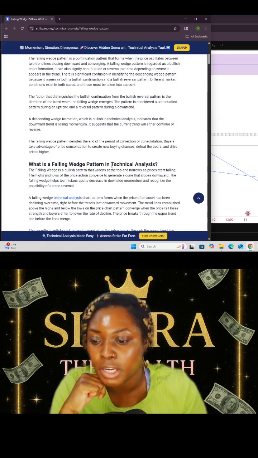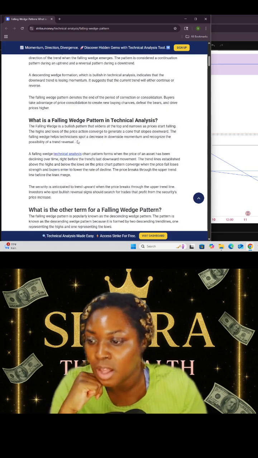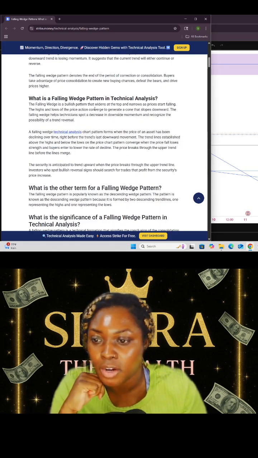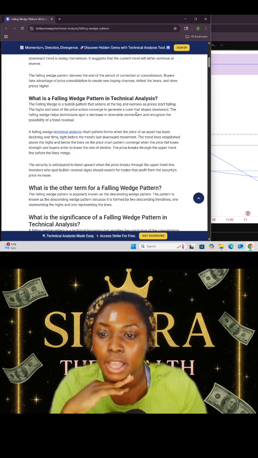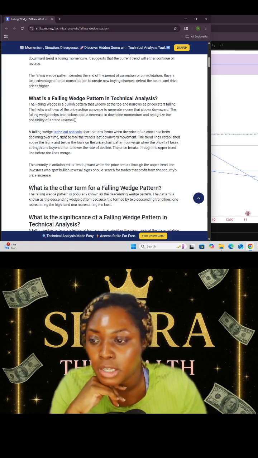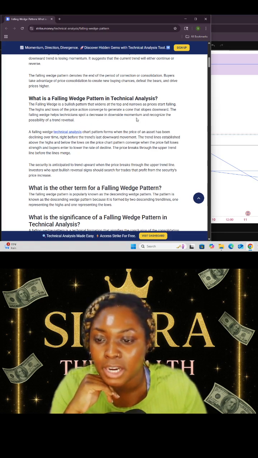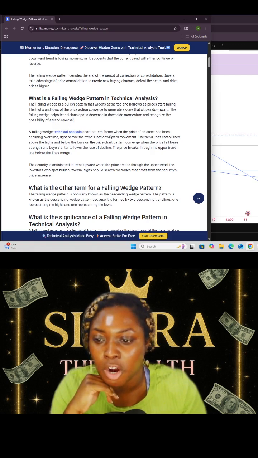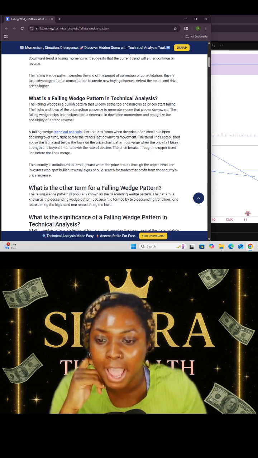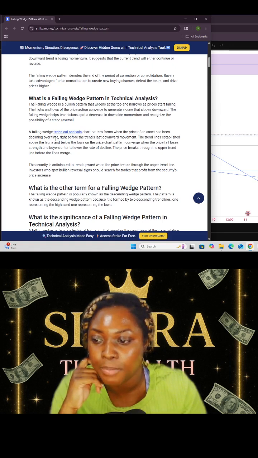What is a falling wedge pattern in technical analysis? The falling wedge is a bullish pattern that widens at the top and narrows as price starts falling. The highs and lows of the price action converge to generate a cone that slopes downward. The falling wedge helps technicians spot a decrease in downside momentum and recognize the possibility of a trend reversal. A falling wedge technical analysis chart pattern forms when the price of an asset has been declining over time, right before the trend's last downward movement.